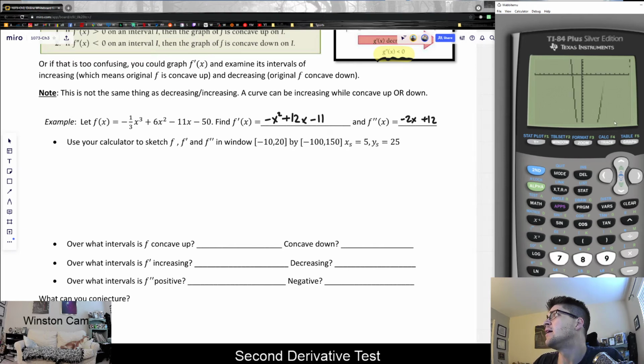And the graph of our function looks something like this. Oh, it actually is giving us a window to look at it in, so let me go ahead and use that. Negative 10 to 20 by negative 100 to 150.